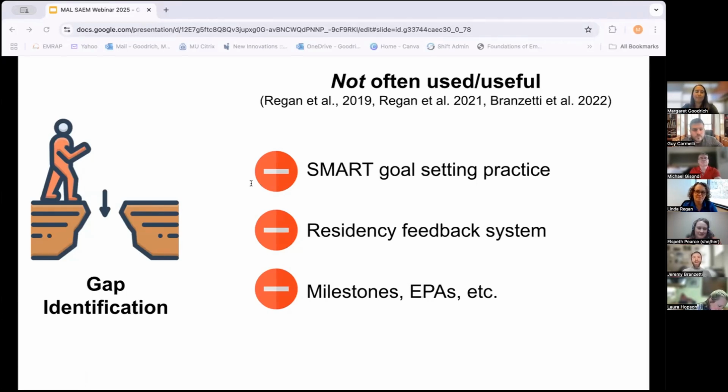From my end, when I was working with learners, I really tried to push them to do that on their own, regardless of what the program system was. And lastly, they're really not setting goals according to programmatic-level things like milestones and EPAs, et cetera.